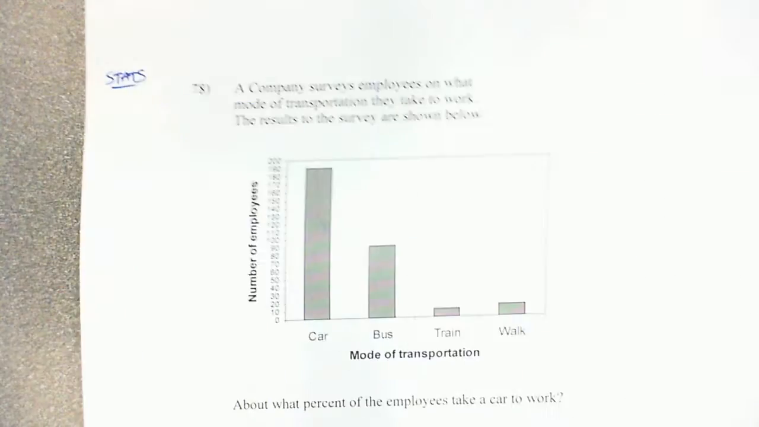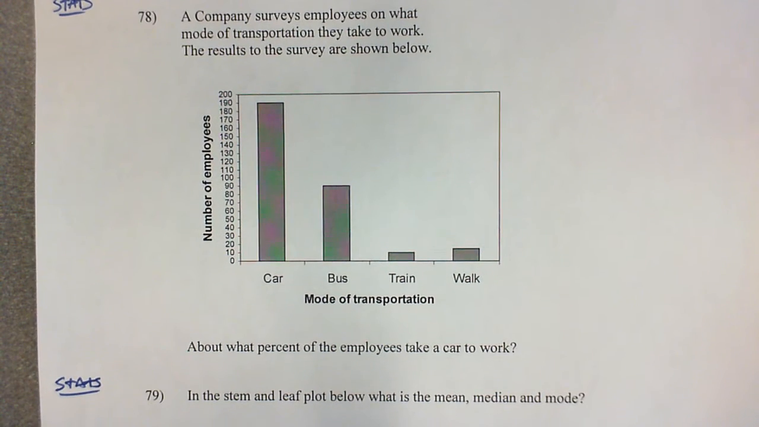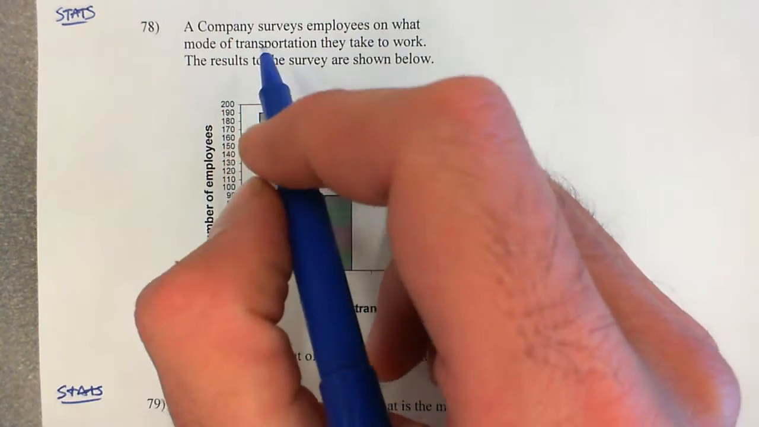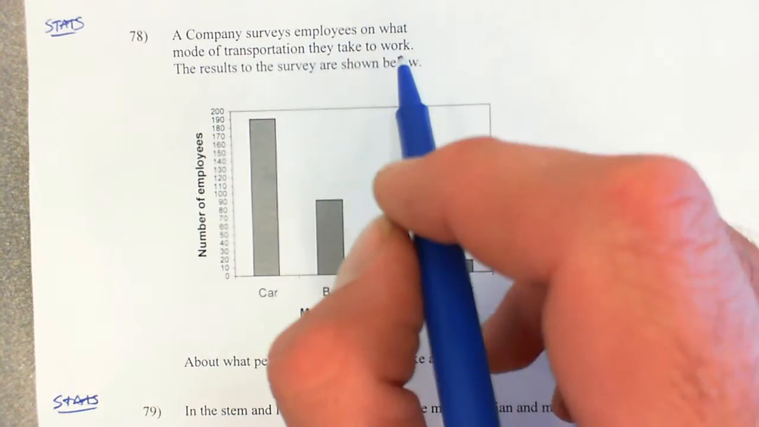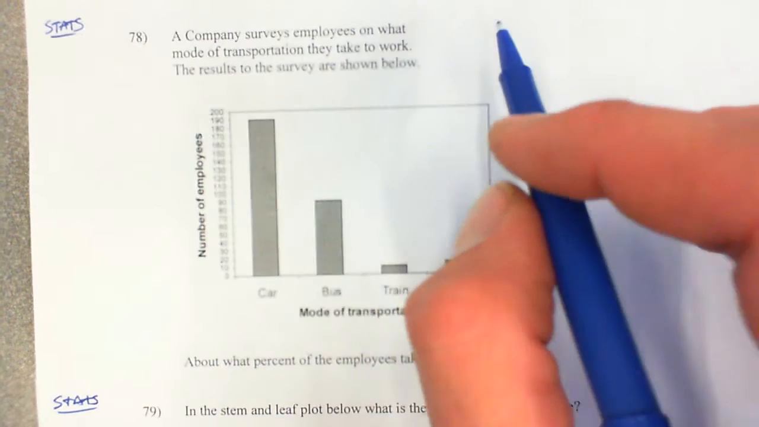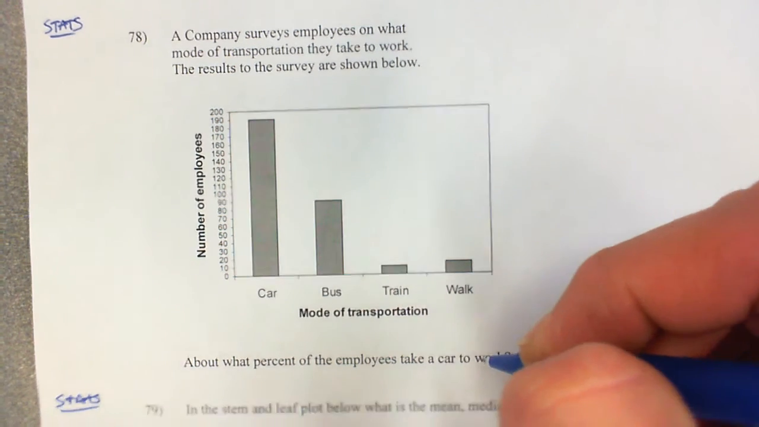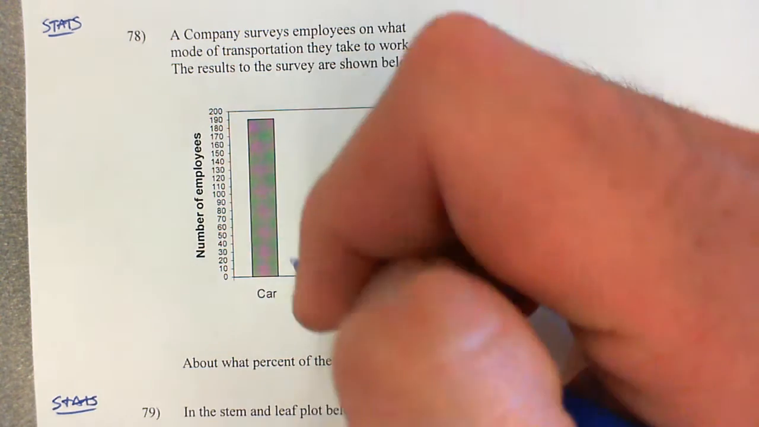Okay. On 78 here, 78, it says a company surveys employees on what mode of transportation they take to work. The results of the survey are shown. So it says about what percent take a car to work. So we want to know what percent. Well, this is number of employees.